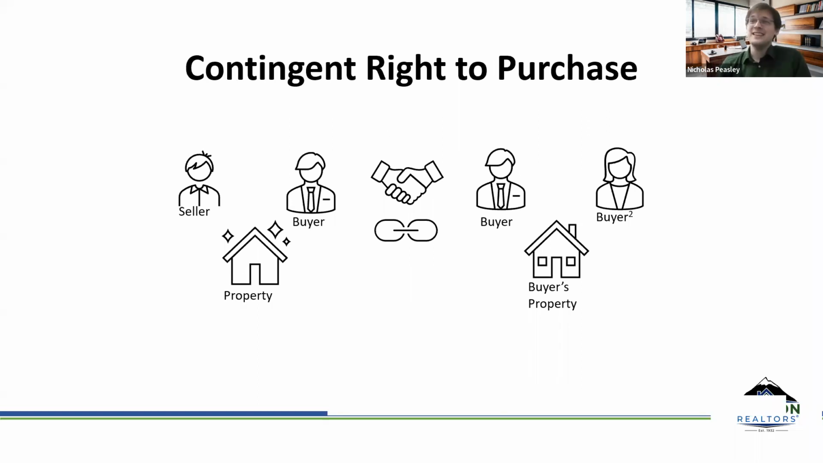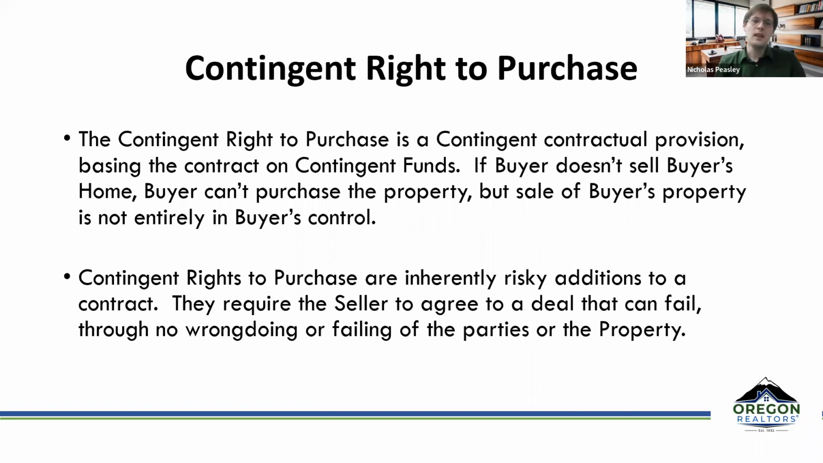In this case, what we're talking about here is a seller and a buyer. The buyer wants to purchase seller's property. You're making this a linked contract with a buyer selling to buyer squared, the second buyer, somebody else, and this is based on the sale of buyer's property. So you're linking your property sale to another property sale. Contingent rights to purchase are contingent contractual provisions that base the contract upon a contingent fund. So it is a contingency wrapped in a contingency. It's kind of the turducken of contracts at this point.